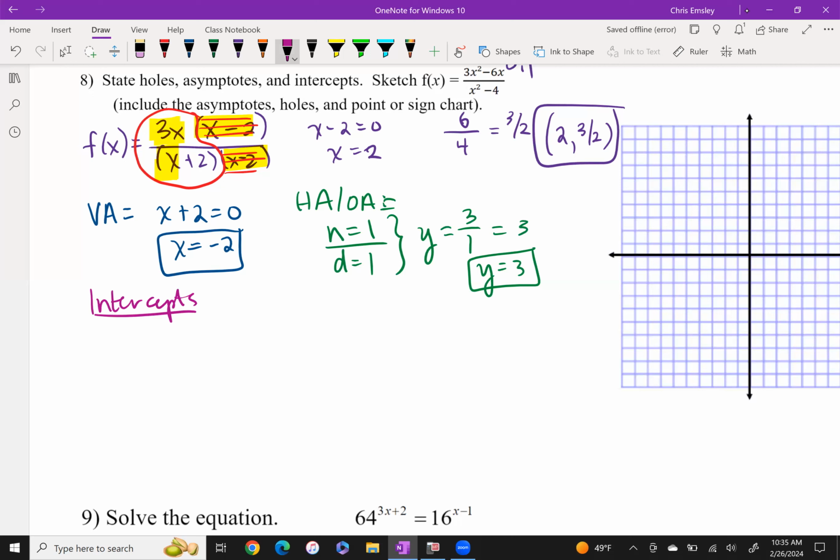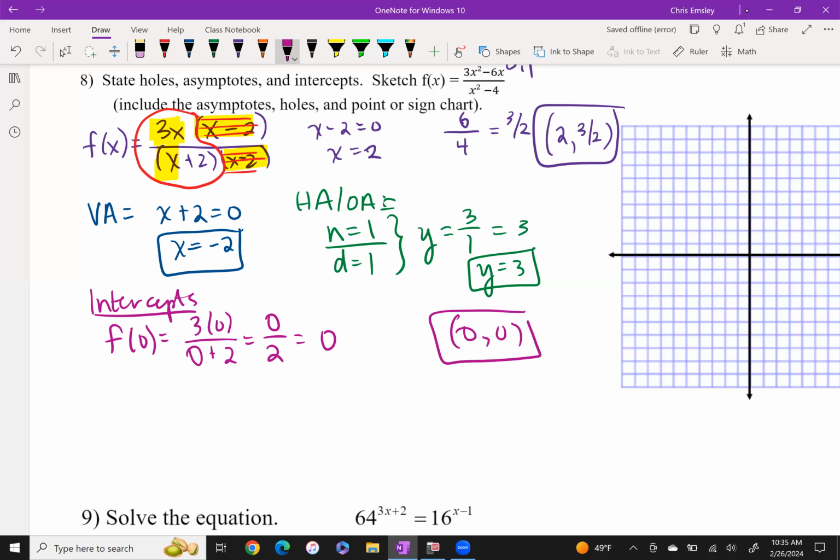Y-intercepts happen when x equals 0. So we have 3 times 0 on the top and 0 plus 2 on the bottom. 3 times 0 is 0, and 0 plus 2 is 2. 0 divided by 2 is 0. Some people get a little confused with that 0 in there. Make sure, if you don't know, do the work on your calculator.